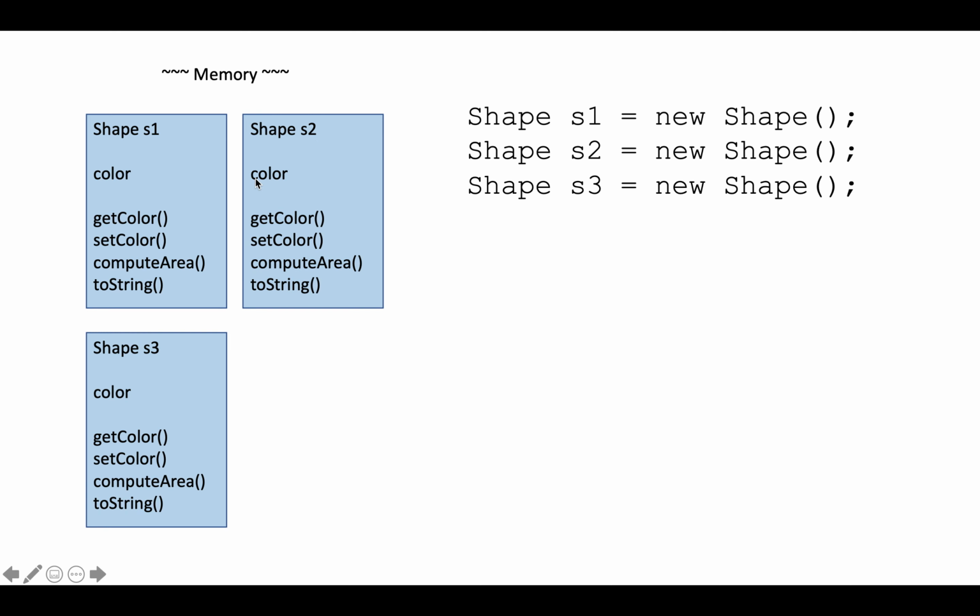If I were to create multiple shapes, again, to the right of the equal sign, you see I've got three new Shapes. So I've created three blobs in memory, and then I'm referring to them as different things, s1, s2, and s3. So this should all basically be a review.